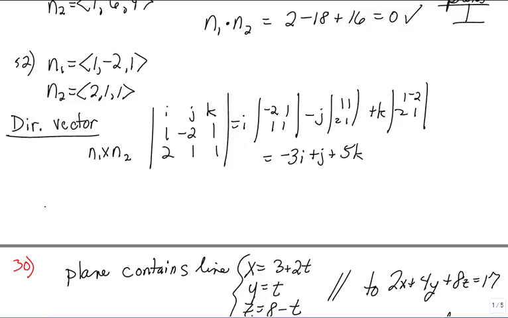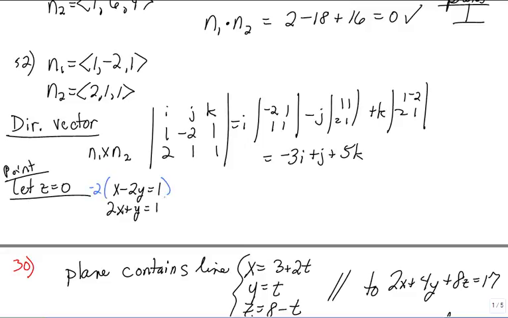Okay, so I let z equal 0 to get the point. To get the line, I need a direction vector and a point. So if z equals 0, I have x minus 2y equals 1 and 2x plus y equals 1. I multiply this equation by minus 2, and I get 5y equals negative 1, y equals negative 1/5.